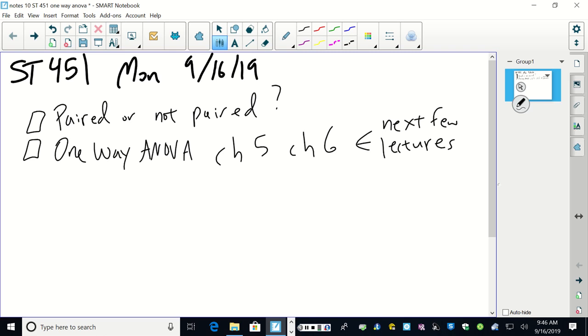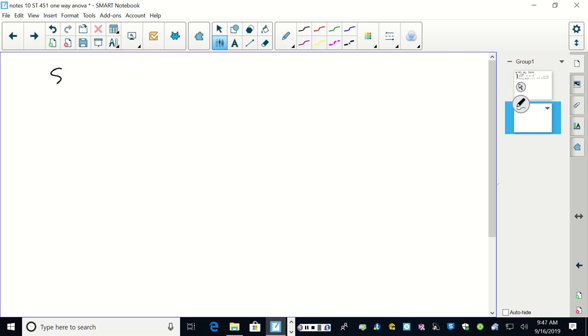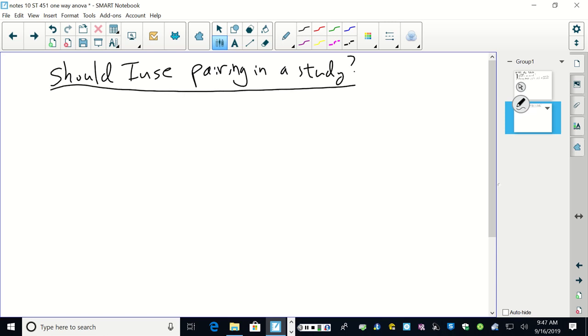Okay. So, paired versus not paired, right? Matched pairs. If you wanted to think about this off the top of your head, should I use pairing in a study? There are a few things that you might think about. What do you think we should look at? What do you think would be important in thinking about designing a study?